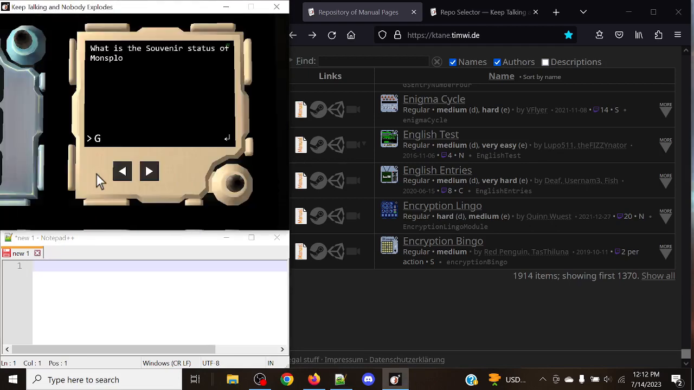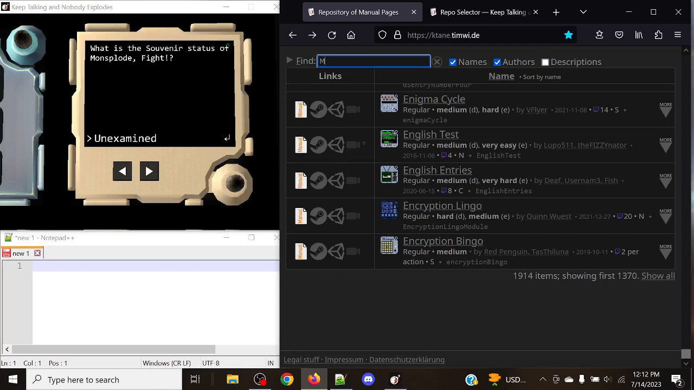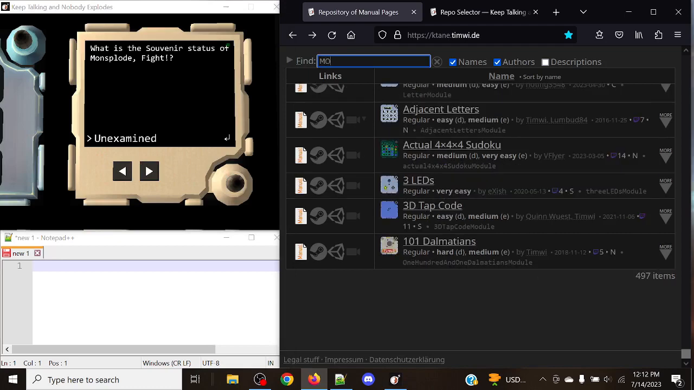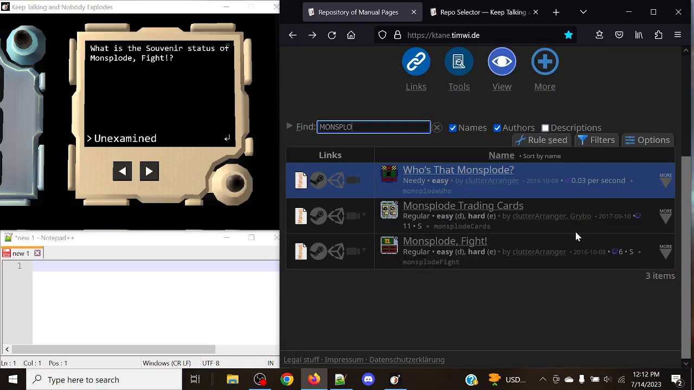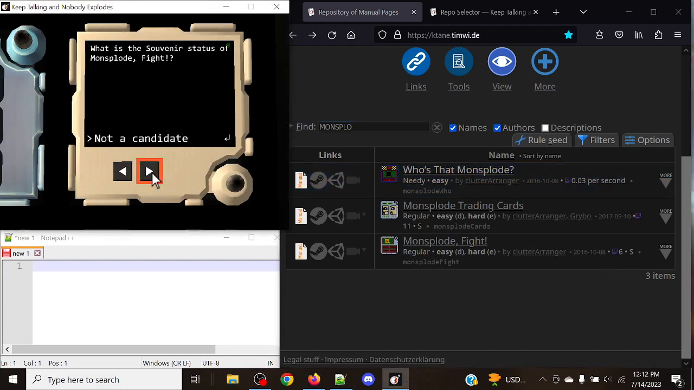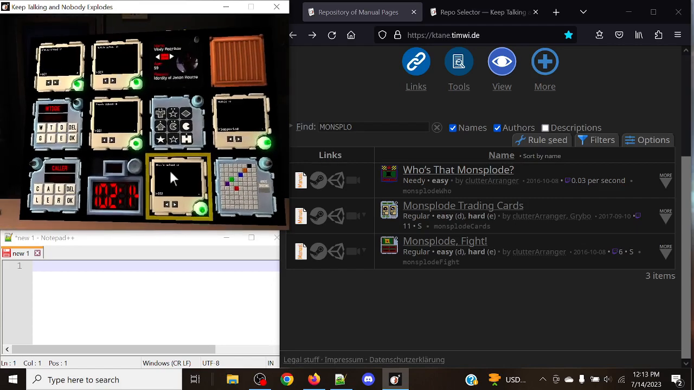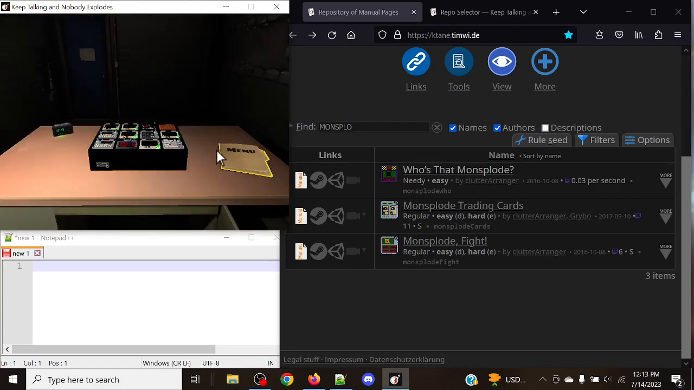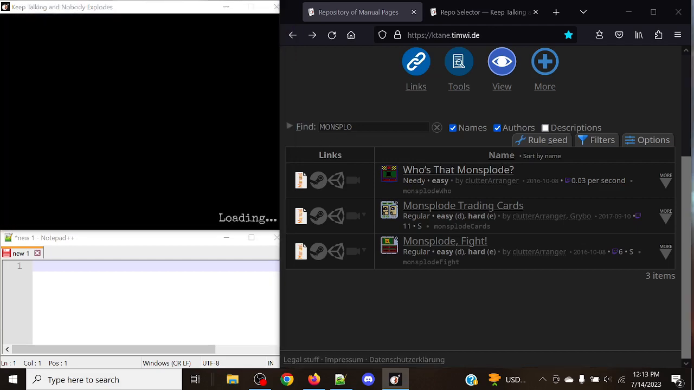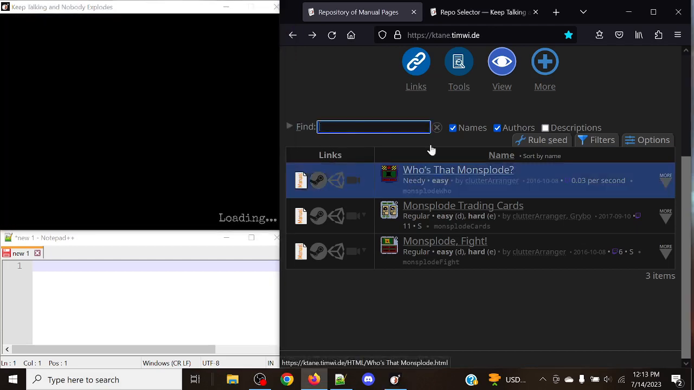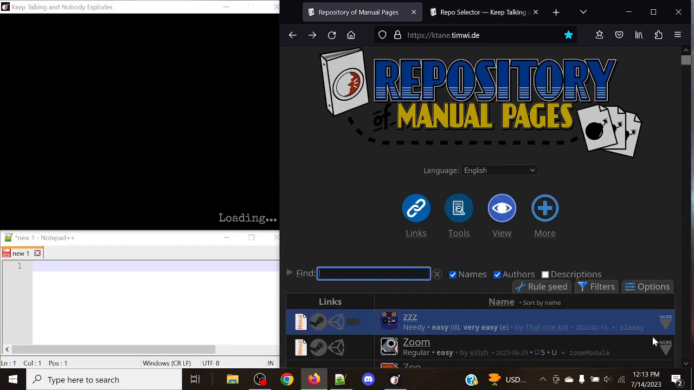Let's see what our next question is. What is the souvenir status of Monsflode Fight? This I know for a fact is indeed going to be supported. Is it a supported? It is a supported module. I know this because I've done one souvenir army before. It is going to be supported. Just like that is a solved module. And now I'm going to load up a couple other souvenir, just repo selectors on their own, but that just gives you an idea of how the sorting on the bomb works.